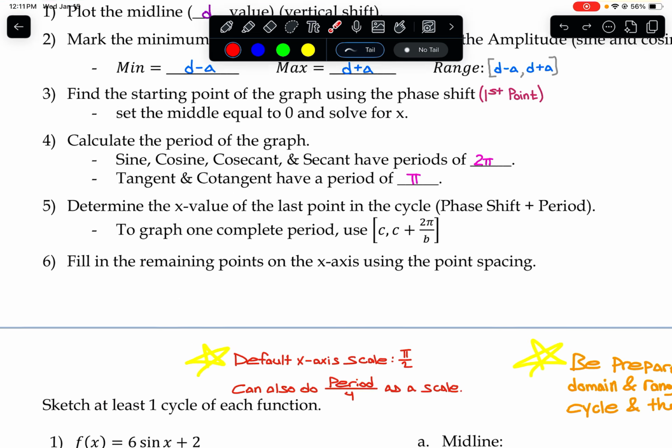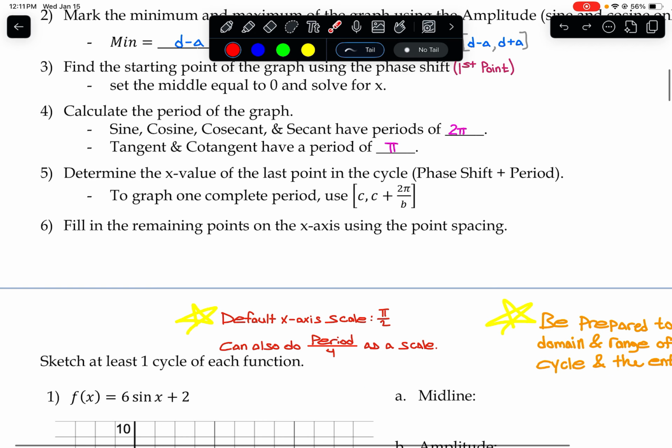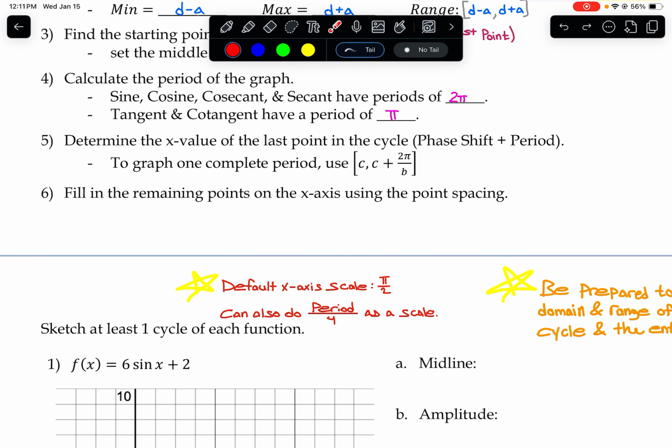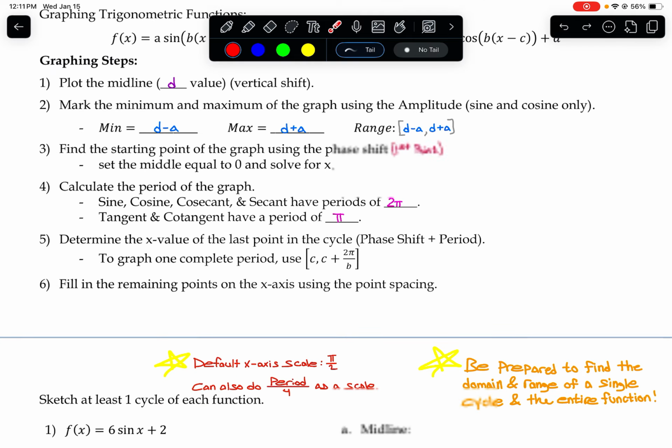All right, and then when you're calculating the period, just remember that for sine, cosine, cosecant, secant, these 4 trig functions are going to have a period of 2 pi, whereas tangent and cotangent are going to have periods of just 1 pi. All right, and then the next attribute we're going to focus on is not really an attribute, but graphing. To do the first cycle, we're going to use your phase shift, and then we're going to do the phase shift plus a period. So that's going to help us get a visual of what your graph's going to look like.